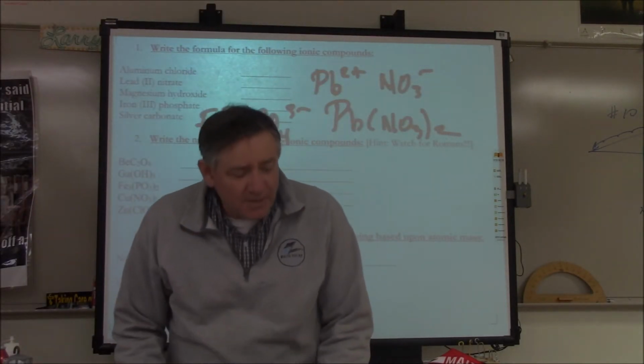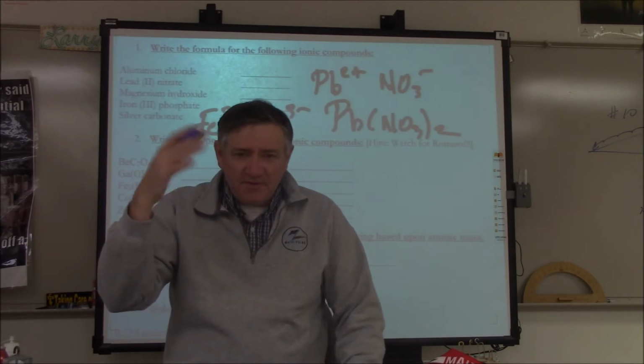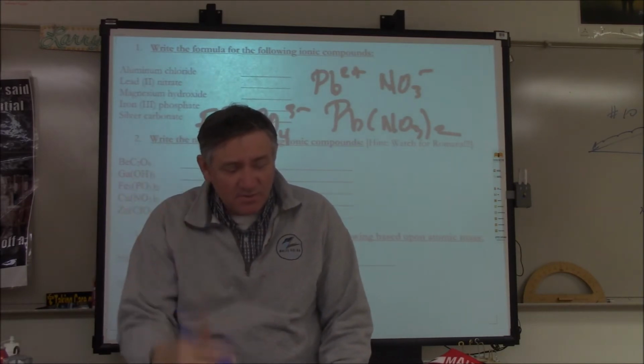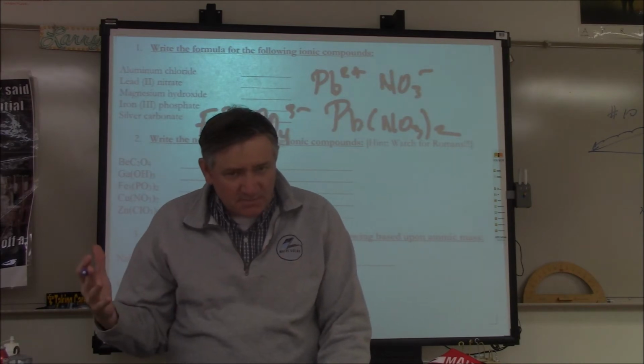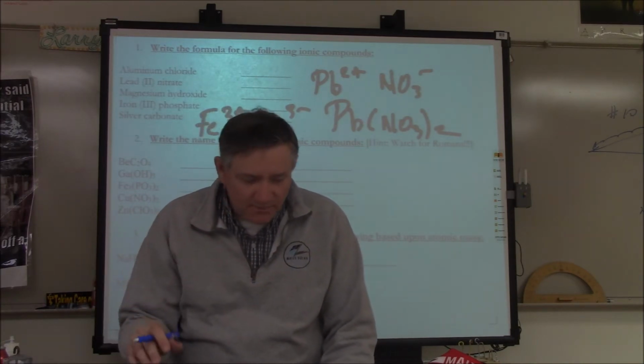Okay. Anyway, so if you can find where it has more than one oxidation state, put a Roman numeral. If it only has one possible oxidation state, there's no need for it.